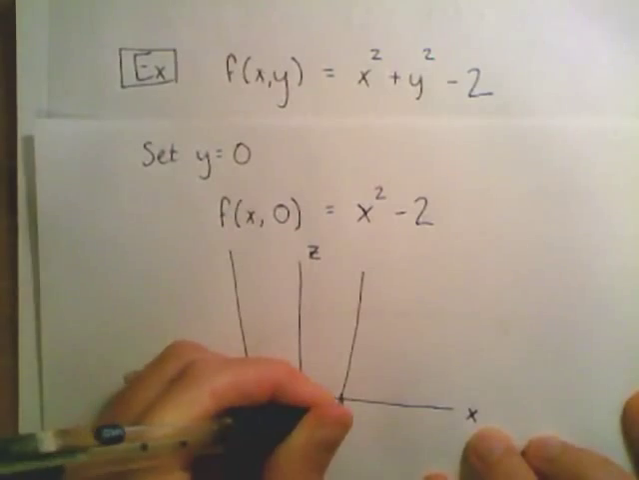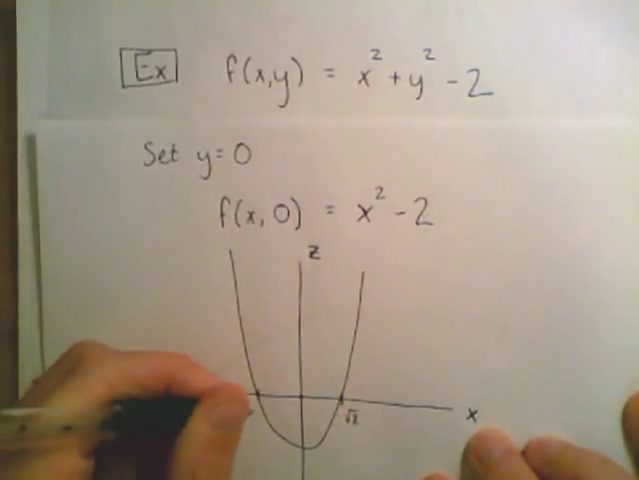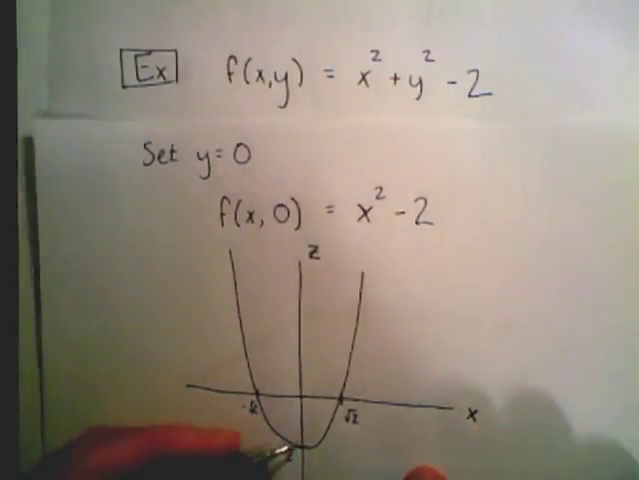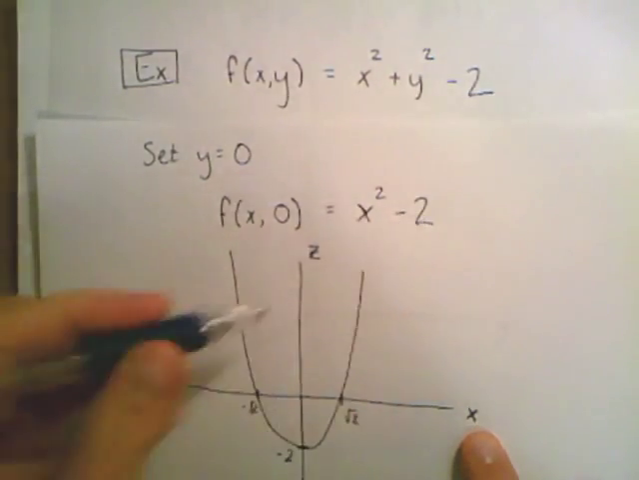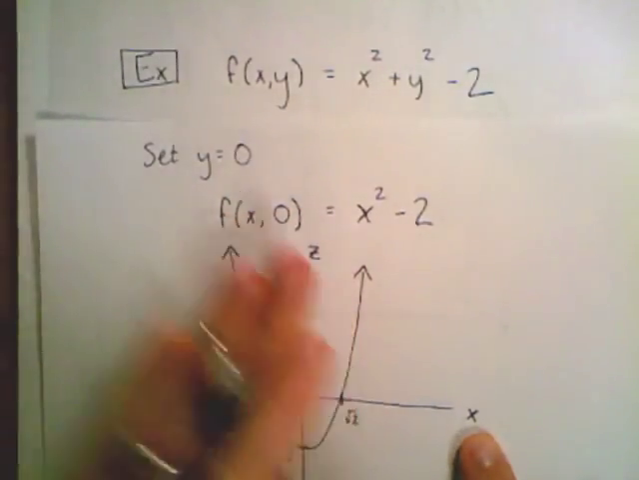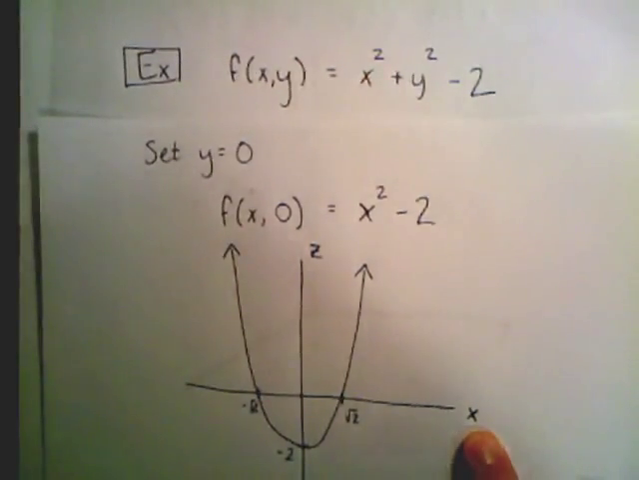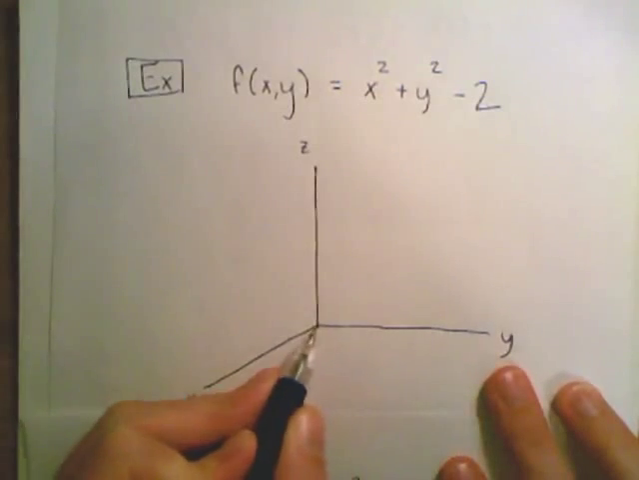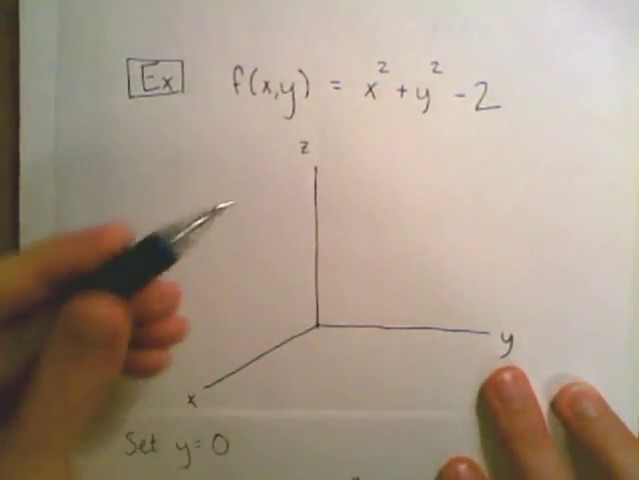It has intercepts at plus and minus square root 2, and it dips down till it hits negative 2, because when I plug 0 in for x, I get out negative 2. Great! So this is a start of one slice of our three-dimensional function. Which slice is it? It's the slice along the plane where y is equal to 0.